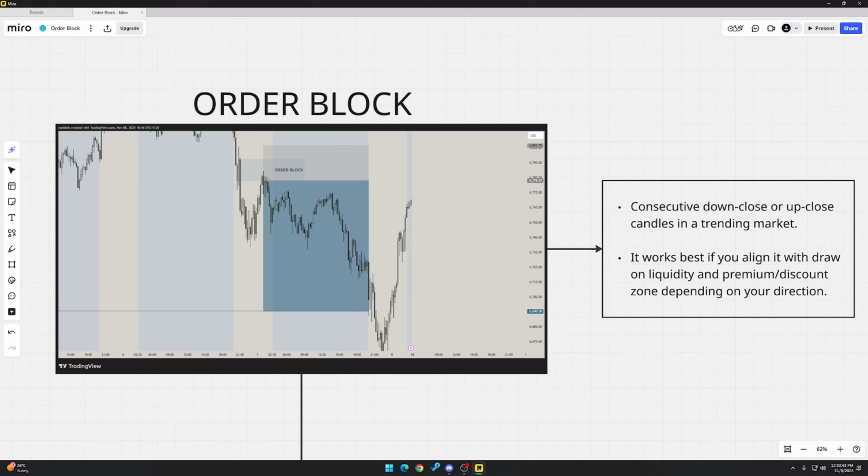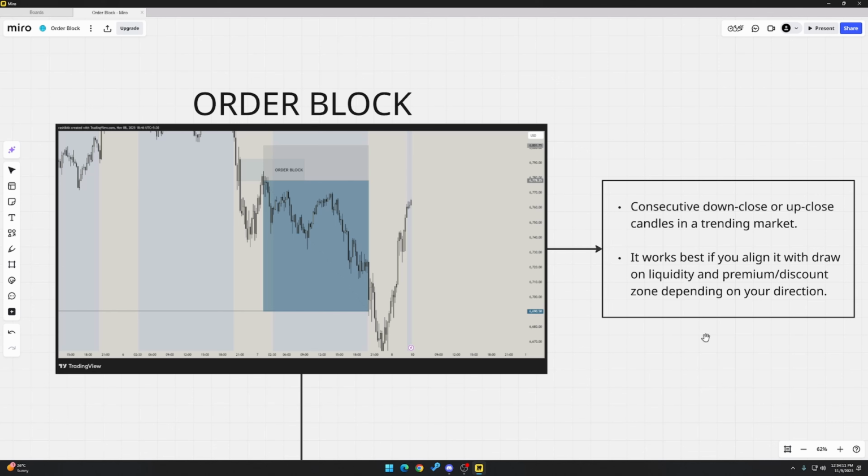In today's video, I'll be breaking down the order block concept from ICT trading in a simple and easy to understand way. So even if you're new, you'll get it clearly. First, I'll show you what an order block is, how it looks, and how it's used in different market scenarios. An order block is simply a series of consecutive up-close or down-close candles in a trending market.